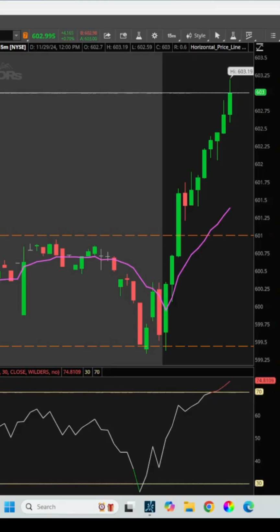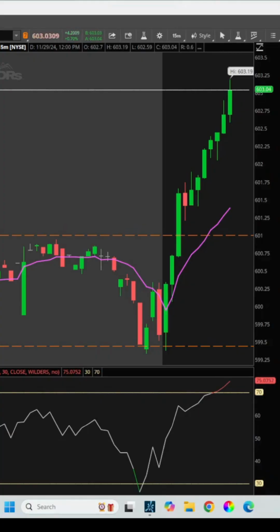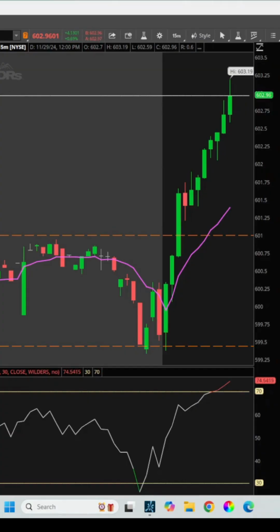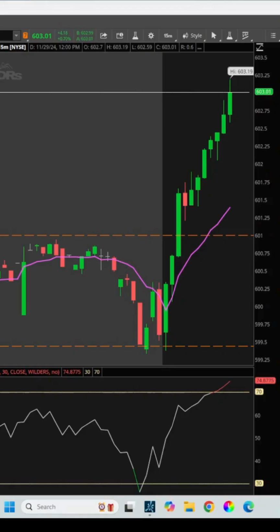How to use VWAP and 15-minute chart for day trading. Volume Weighted Average Price, VWAP, is a popular technical indicator that traders use to assess the average price a security has traded at throughout the day, weighted by volume. It helps to identify the fair value of a stock for the day and is often used by institutional traders to assess whether a security is undervalued or overvalued.